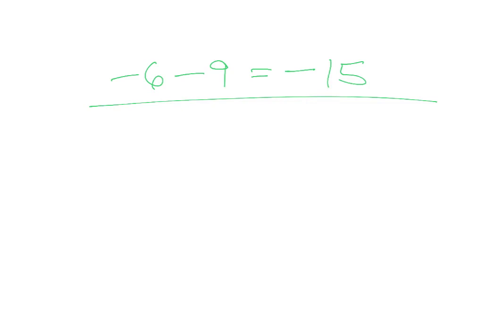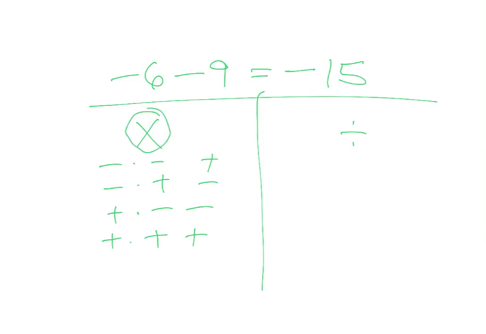Let's look at two different things about integers: multiplication and division. Remember the rules that I mentioned earlier. A negative times a negative is a positive. A negative times a positive is a negative. A positive times a negative is a negative. And a positive times a positive is a positive. The rules that I've given you for multiplication will also work for division.